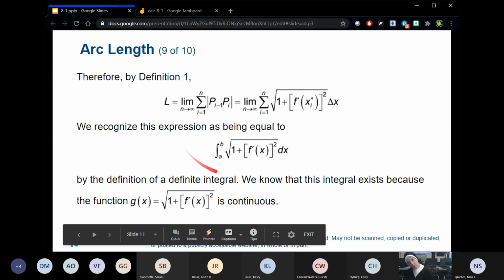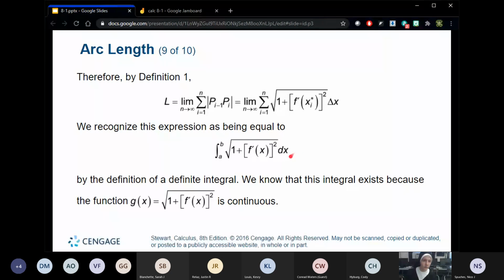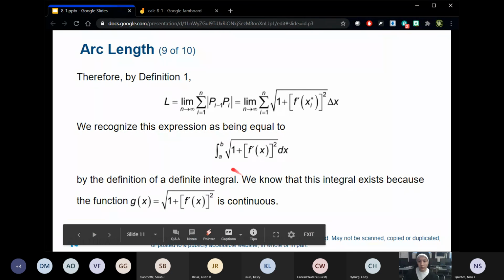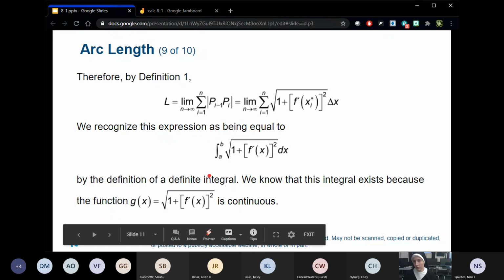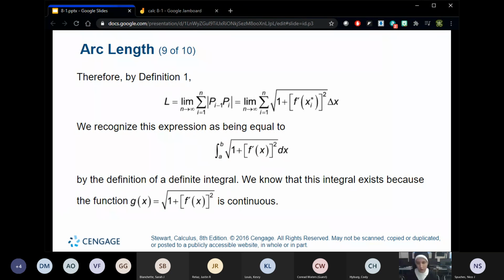So my integration formula, the one that we're going to actually use, is the integral from a to b of the square root of 1 plus the derivative of f of x squared dx. So that's going to be the formula I'm going to use to find my arc length, right there. And the square root always makes things a little more complicated when we're doing integration.